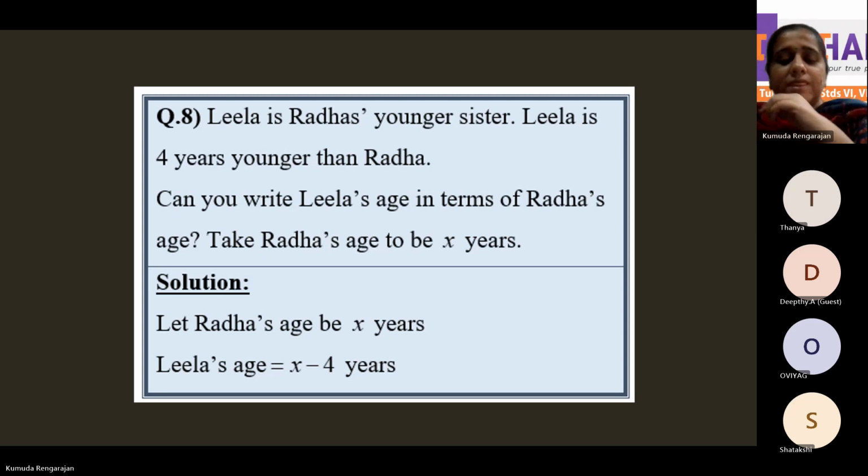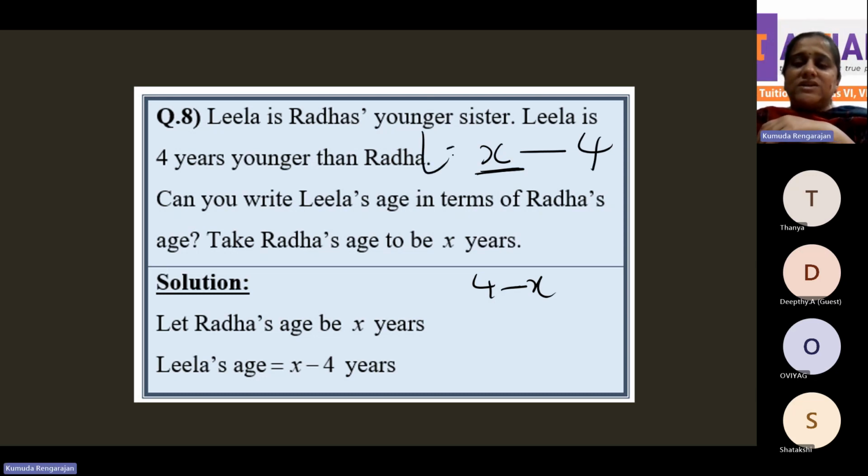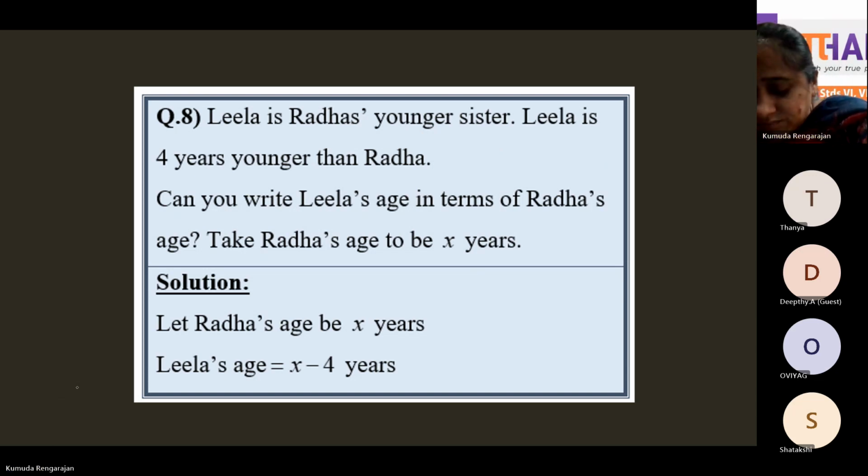Tanya, you understood? Do you know it is not 4 minus x, Tanya? Or do you have a doubt? No, ma'am, I don't have a doubt. Okay. So you should put your age first. Here you should write Radha's age first. Radha is x years old. Her age first. Radha's age minus 4 will give Leela's age. Ovia, understood? Ma'am, so the answer is just x minus 4.